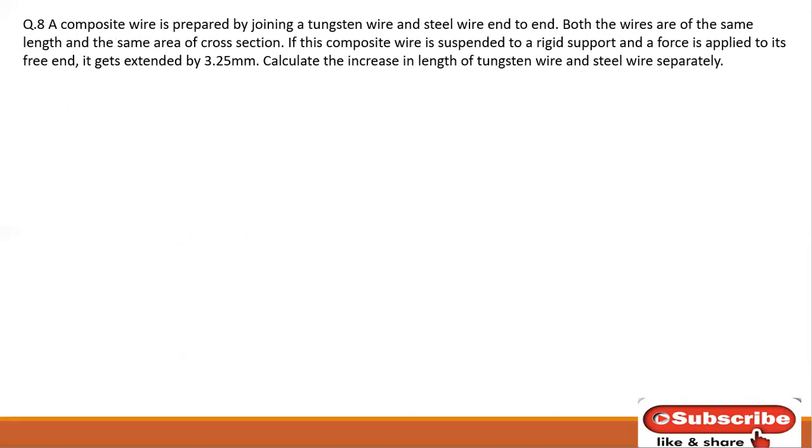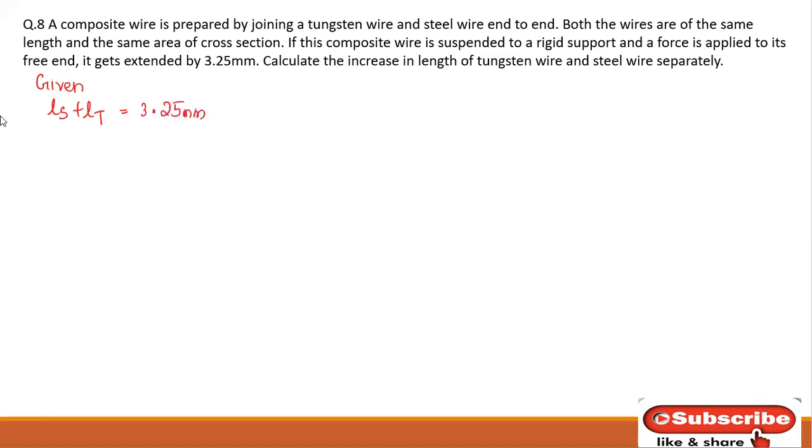So here two wires are joined to form a composite wire. Their length and area of cross section is same. Then after making the composite wire, it is suspended to a rigid support and force is applied on the other end, so it will get extended. Extension is given. We want to find out the increase in length of tungsten wire and the steel wire separately. The extension of the composite wire, that is LS plus LT, is given as 3.25 millimeter.